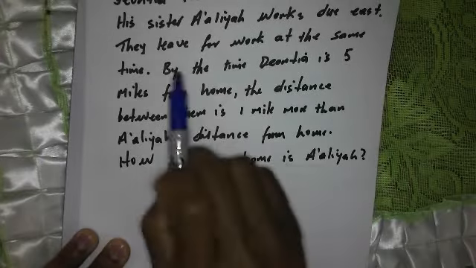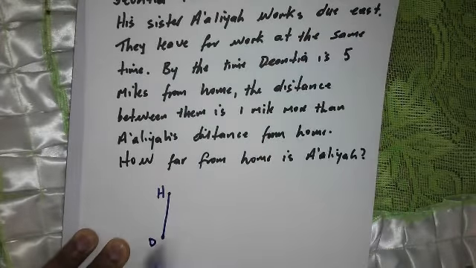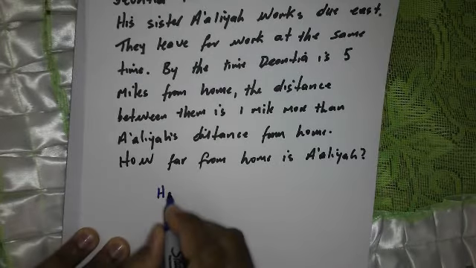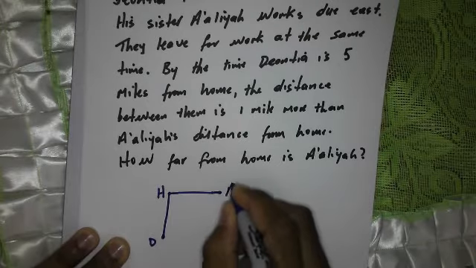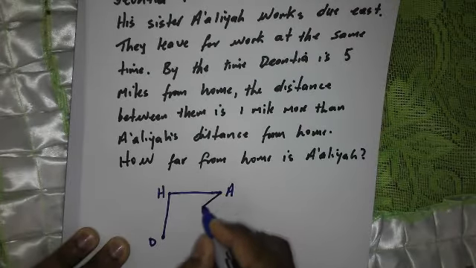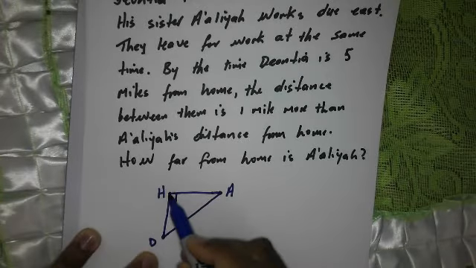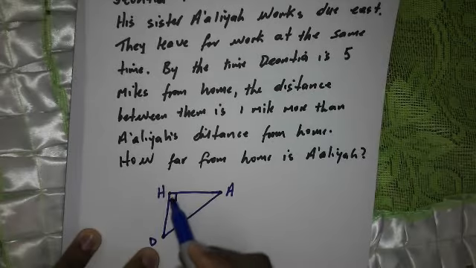His sister Alea works due east. So it would be due east of home. East is in this direction. So this is where Alea is, and I'm going to call that A. So we enclose the diagram here. This is our right triangle. Our right angle would be here, because due south and due east form the right angle here.